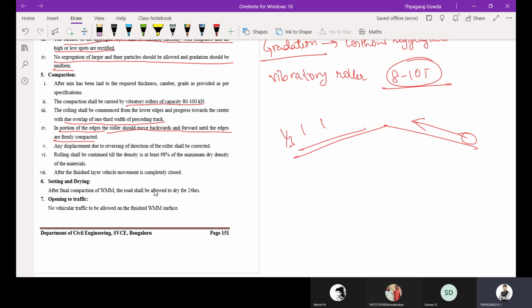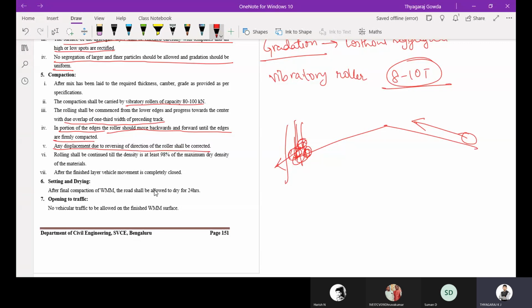So at the edges, what will happen, I will show. For example, we are laying the aggregates like this. At the edges, if we are not building the shoulder, there will be loss of aggregates. So it should be compacted in such a way that it is firmly embedded inside the aggregate layer. Any displacement due to reversing the direction of the roller shall be corrected. Since it is a plastic material, when we move the roller forward and backward, there will be displacement of materials, so that can be avoided.